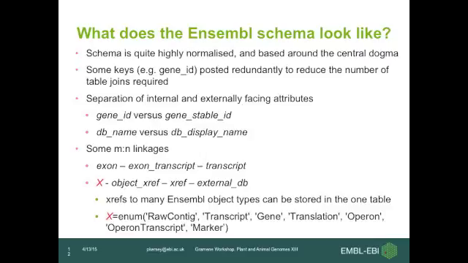We have a clear separation of internal and externally facing attributes. So every gene, for example, has a gene identifier, which is the internal identifier within the database that allows different entities relating to that gene to be connected to each other. But there's also a gene stable ID, which is a persistent identifier, which is what you see if you access the gene in the website.